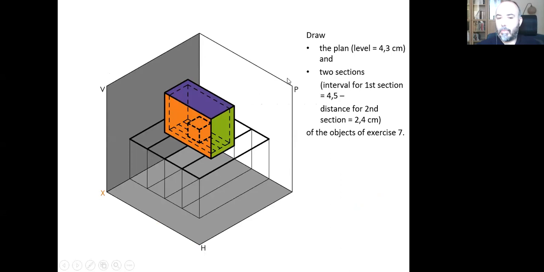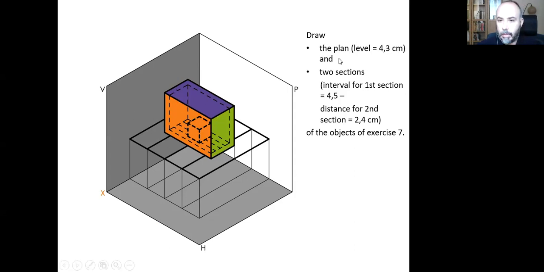And once we finish the plan here, we can move to the sections. They are actually the same. When we draw the plan, we use a horizontal plane to cut the objects. And when we are talking about the sections, we use the same plane, but this time it's not horizontal. It is either vertical or it is parallel to profile projection plane.